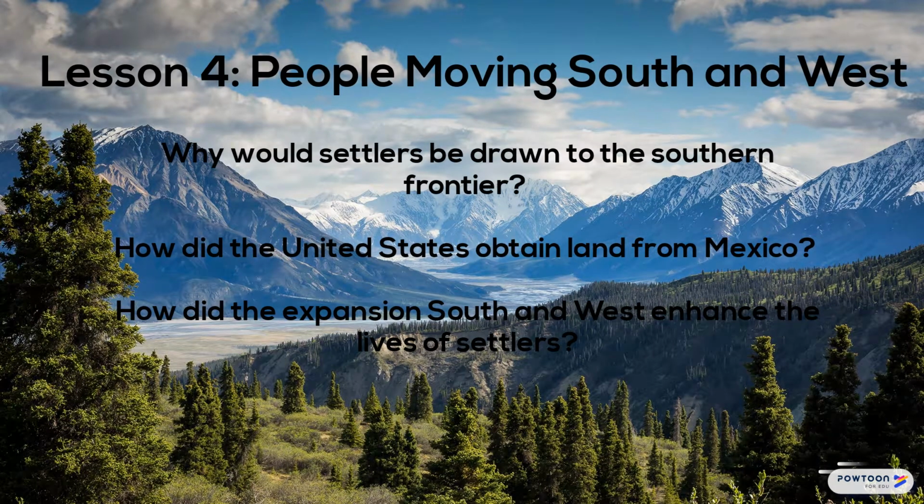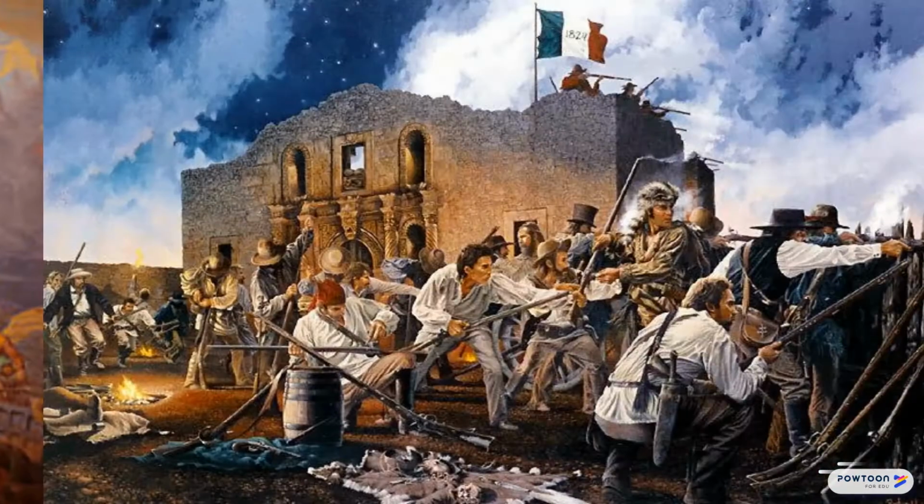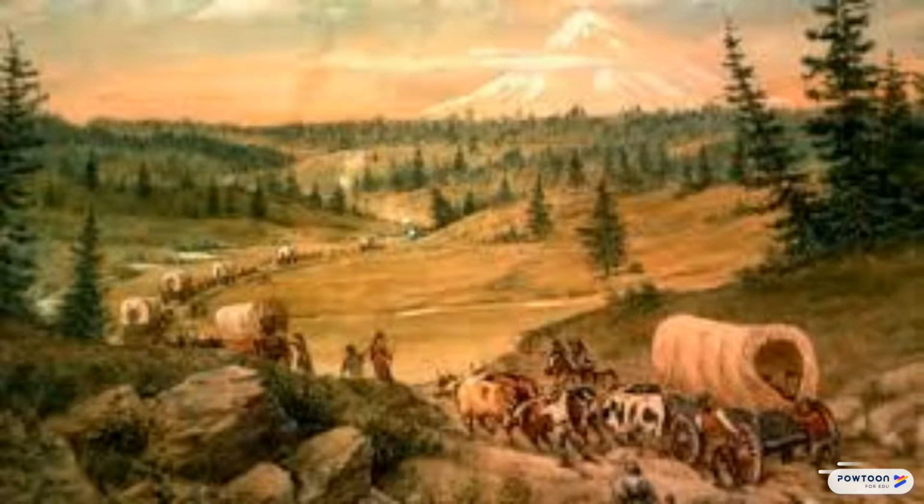Lesson 4, People Moving South and West. In this lesson, we will rely on our geography skills to track the movement of Americans into the West. For this, we will explore the idea of manifest destiny. We will also talk about how the United States gained land from Mexico, briefly discussing the war. We'll wrap up the unit with discussions on what the South and West had to offer settlers and why they moved.